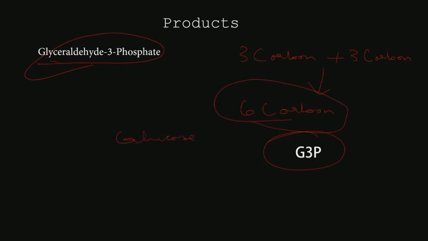Now, this glucose can be used for cellular respiration and stuff like that. But let's say that it doesn't need glucose. With G3P, lots of other things can be made, such as cellulose. Cellulose is used for structure, if you don't already know that, in the plant cell.